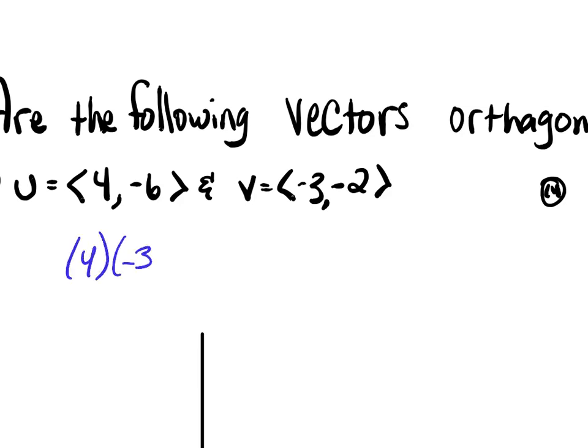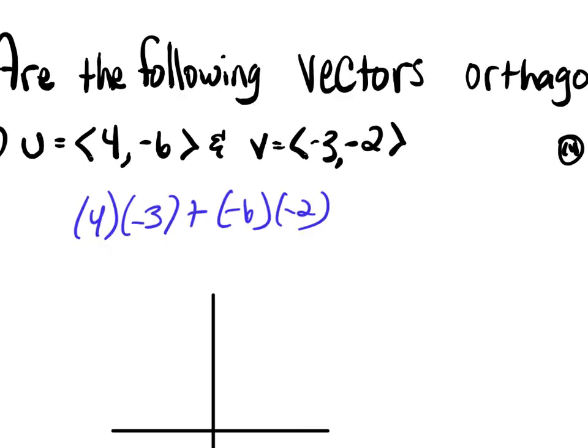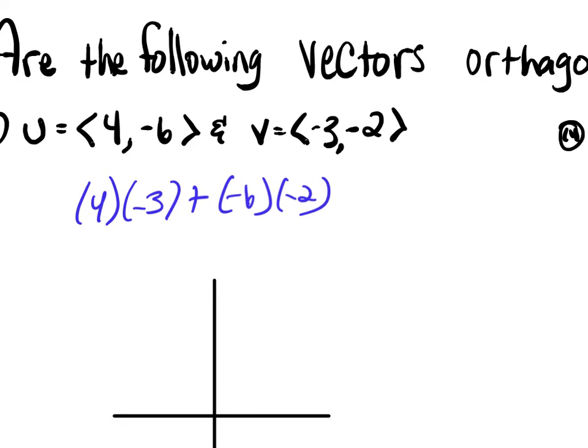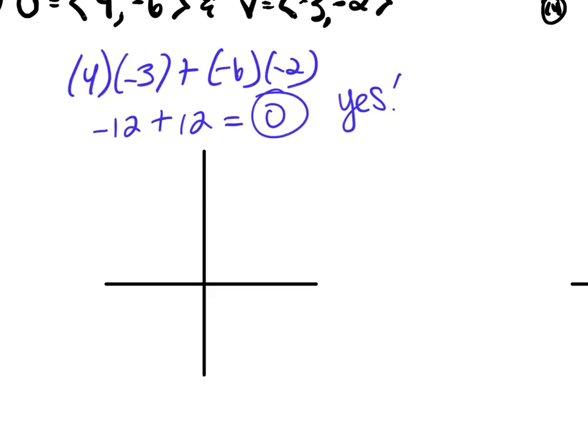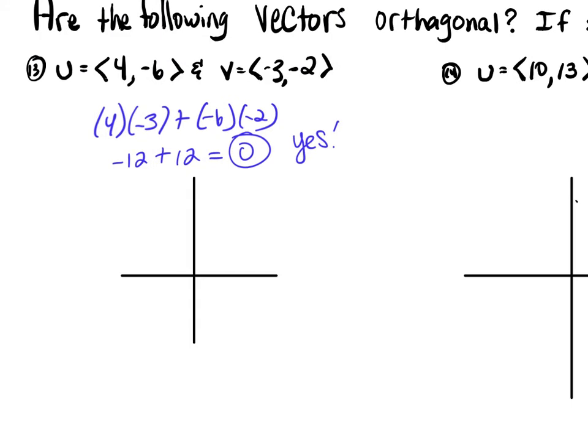4 times -3 plus -6 times -2. What's 4 times -3? -12. Plus, what is -6 times -2? 12. Answer is 0. Are they orthogonal? Yes. Takes 2 seconds to show me that. Now, in order to graph them and show me graphically that they are orthogonal, guys, it's just like plotting a point.